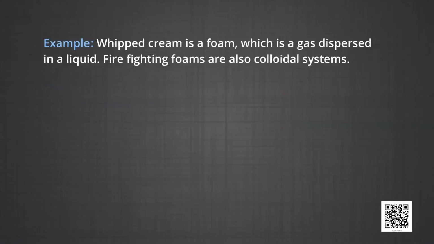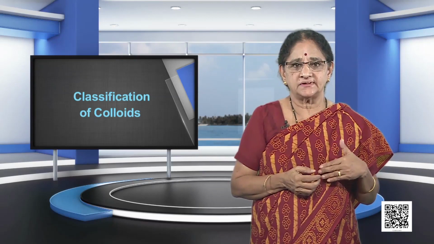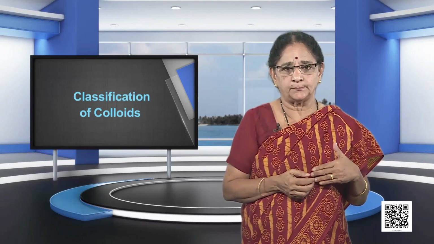Many familiar commercial products and natural objects are colloids. For example, whipped cream is a foam, which is a gas dispersed in a liquid. Fire-fighting foams are also colloidal systems. Most biological fluids are aqueous salts, solids dispersed in water. Within a typical cell, proteins and nucleic acids are colloidal sized particles dispersed in an aqueous solution of ions and small molecules.